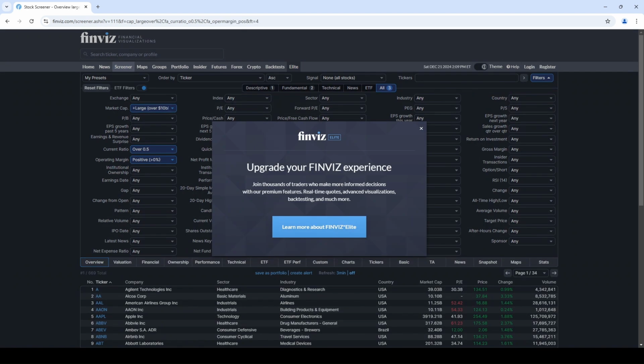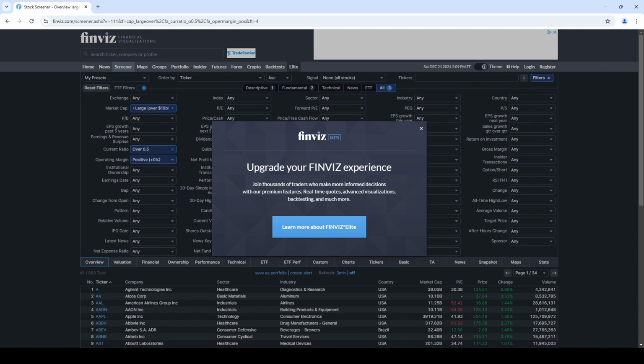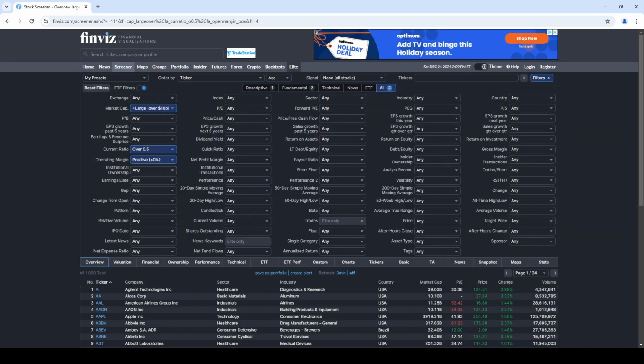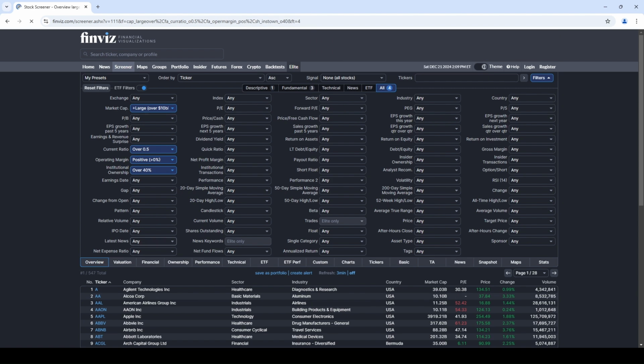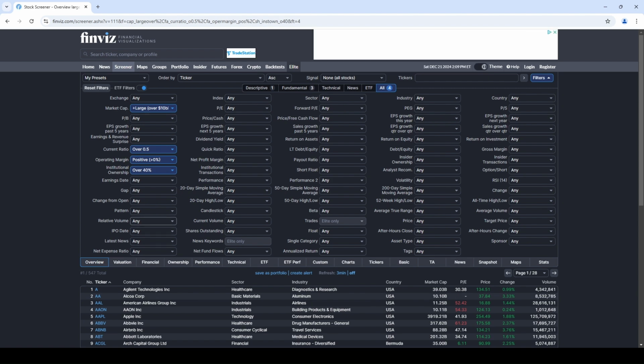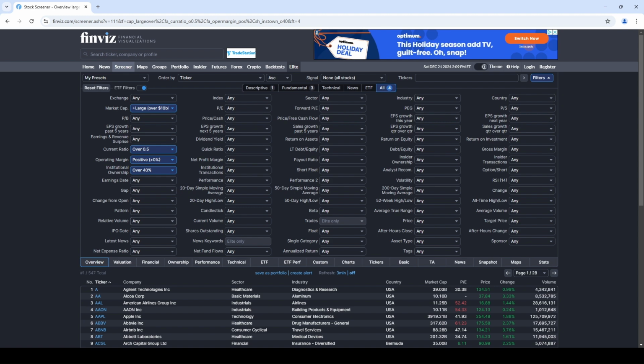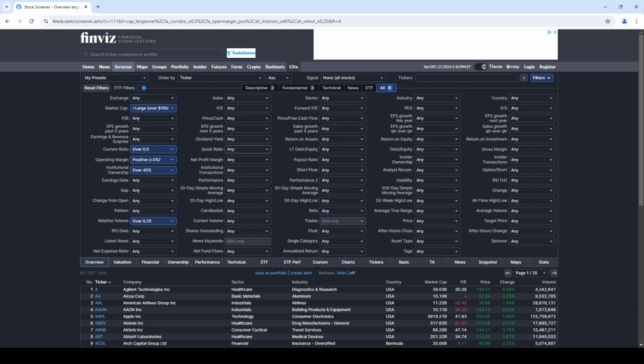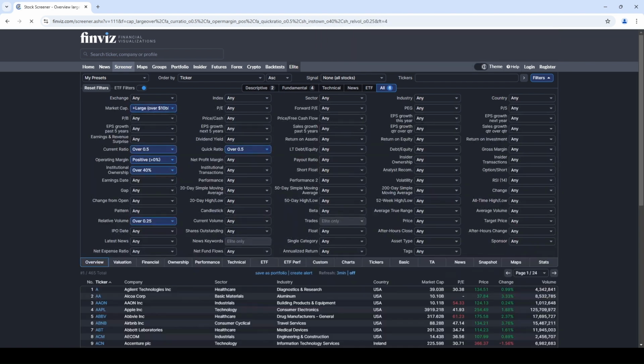Operating margin. Positive. Greater than 0% for companies generating profit from operations. Institutional ownership. Over 40%, showing confidence from big investors. Relative volume. Over 0.25, indicating higher trading activity compared to the average. Quick ratio. Over 0.5, to filter for companies with good liquidity.